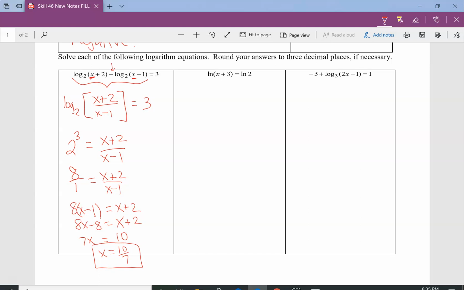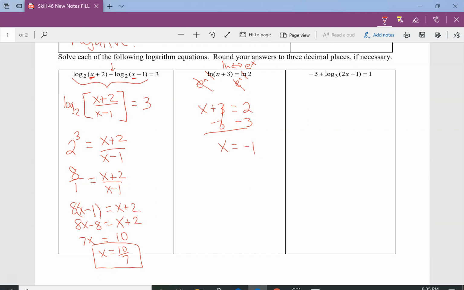Next one, I could see that the two sides are both written with logs. However, I don't have to do any condensing. So I'm going to go right to step 2, which is exponentiate both sides. Remember, natural log is the inverse of e, so I'm going to e both sides. That's how I'm going to exponentiate. So that e cancels with natural log, giving me x plus 3. And e cancels with natural log to give me 2. I'm going to take away 3 from both sides, and I get x equals -1.